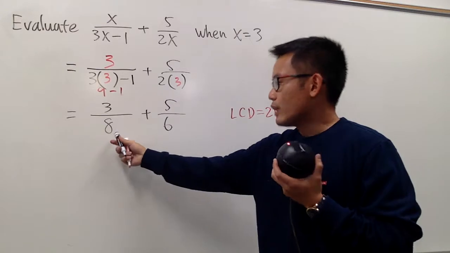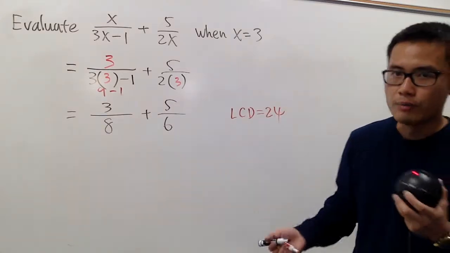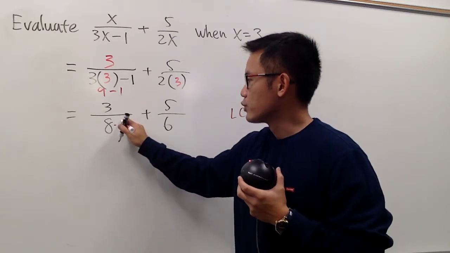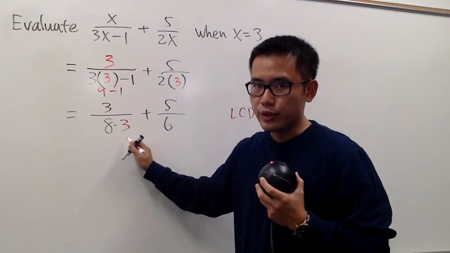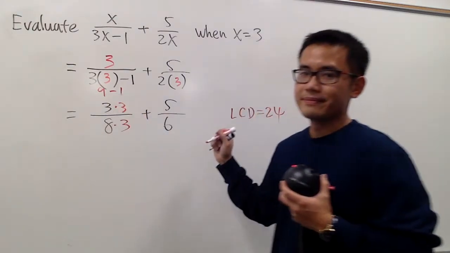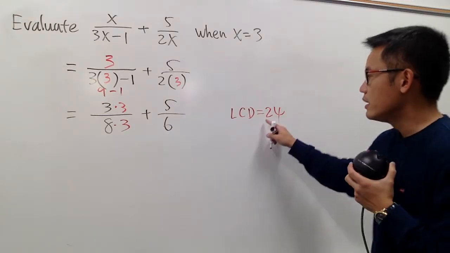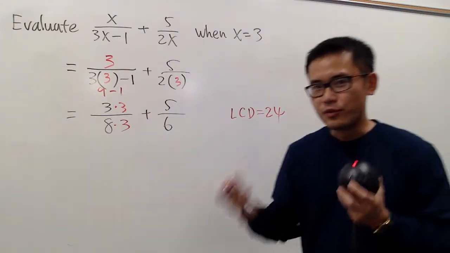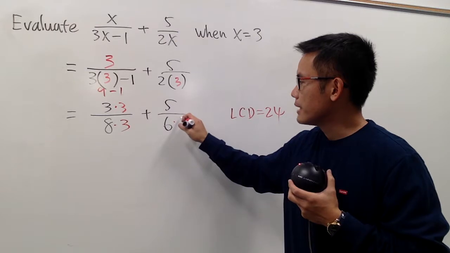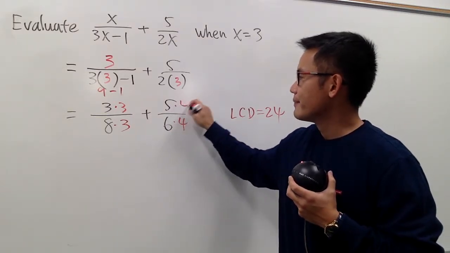And you have to ask yourself, 8 times what will give us 24? And we know 8 times 3 will give us 24. So we multiply the bottom by 3. And we do the same thing on the top as well. Multiply the top by 3. In the meantime, we ask ourselves, 6 times what will be 24? 6 times 4 will be 24, right? So let me multiply this by 4 on the bottom and also on the top.